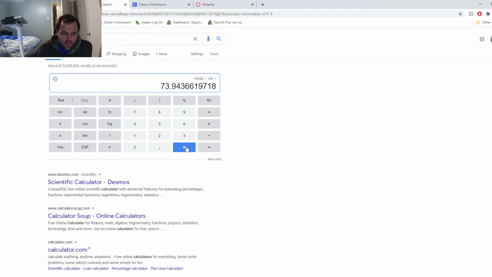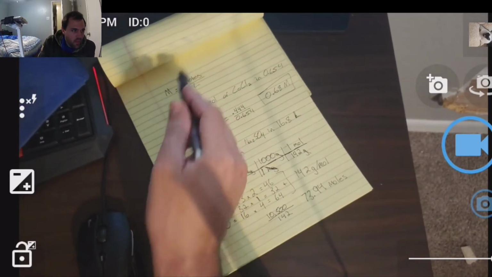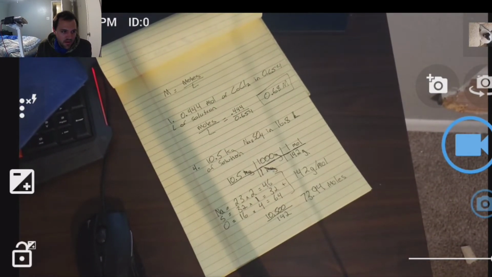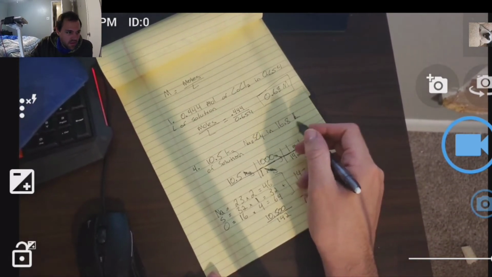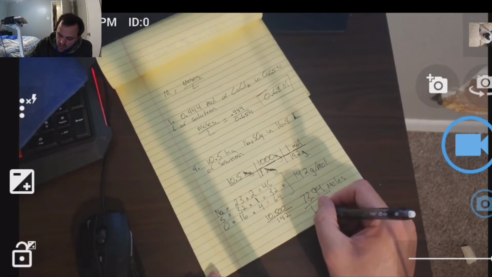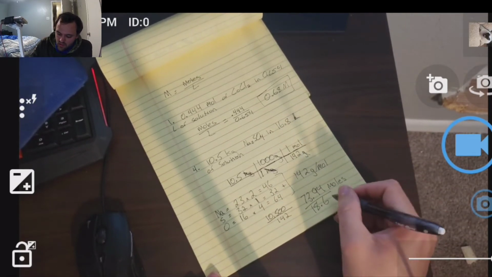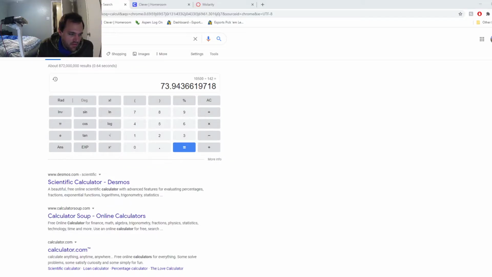But in this one, it's asking for molarity, for concentration. So remember, the formula for that is moles divided by liter. You can see right up at the top here. So our last step here is to take however many moles we found and divide it by the number of liters that it gave us in the problem. So 73.94 moles divided by 18.6 liters, and that will give you your final answer.